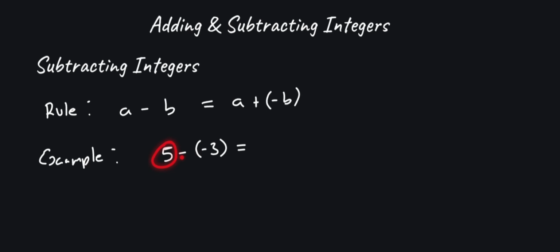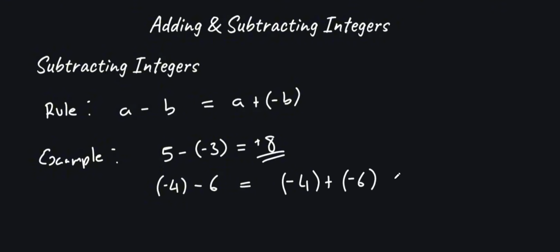Here's an example. We have 5 minus -3. The signs are different, so we're going to add them. This would give us 8, and we take the sign of the bigger number, which is 5, positive, so that's +8. What about -4 minus 6? Well, this is equal to -4 plus -6. For this question, the signs are the same, so we'll add them and keep the sign. So 6 plus 4 is 10, and because they're both negative, it's -10.